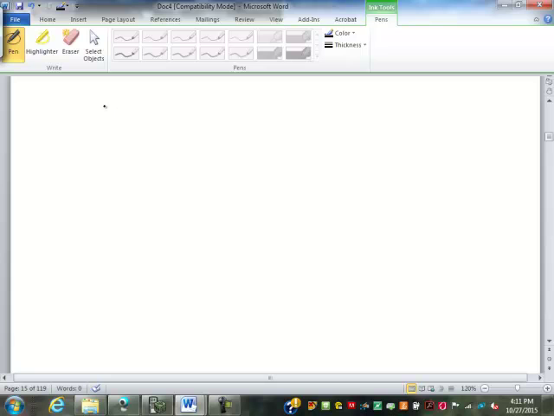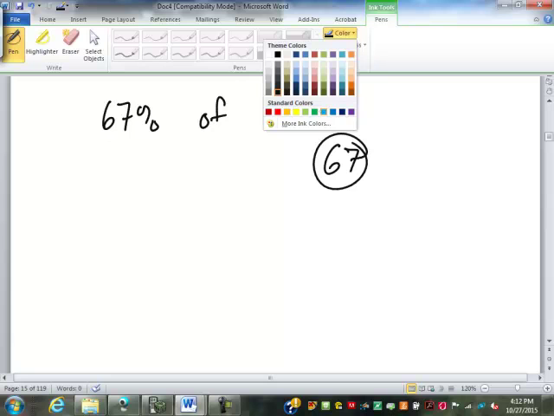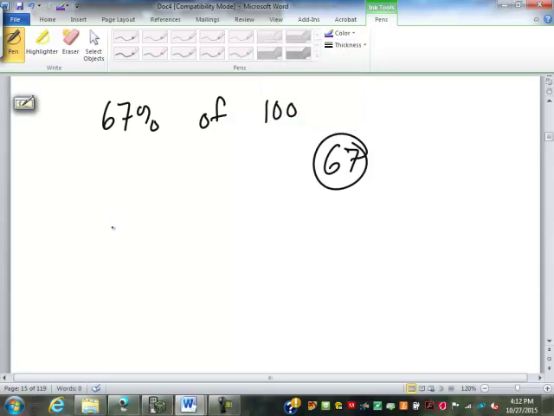So for example, 67% of 100 should be really simple. Because 67% of 100, 67% means 67 out of 100. So out of 100, 67% is 67. If we were looking for 67 out of 100 and we have 100, we have 67. Or 35% out of 100 would be 35.